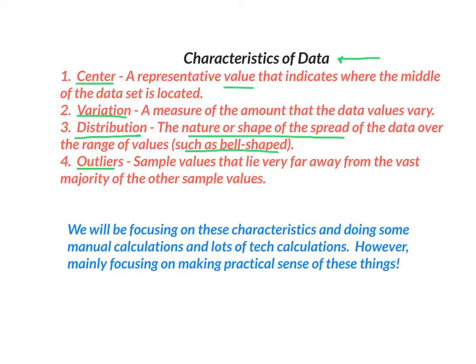The last word is outliers. Outliers are numbers that vary. They just lie very far away from most of the other numbers. If you see one number that just doesn't make sense, we're going to have to ask ourselves why that's happening a lot of times. And one sentence here at the bottom.